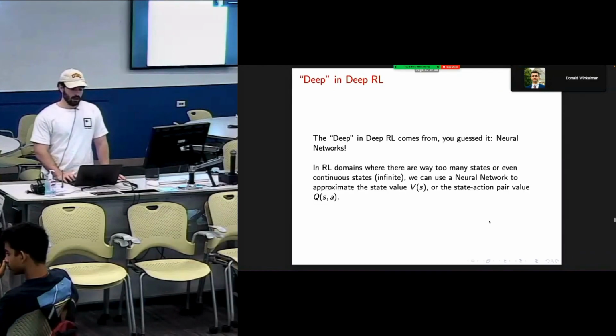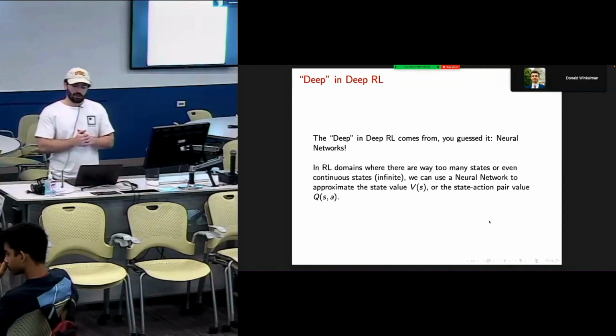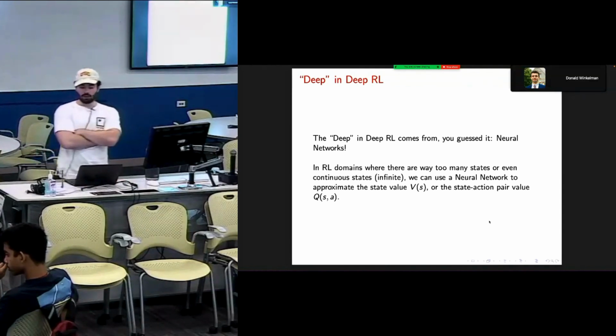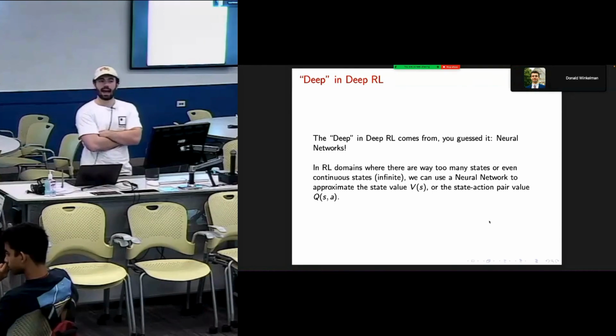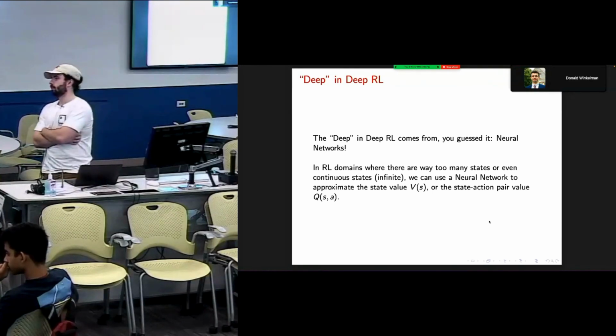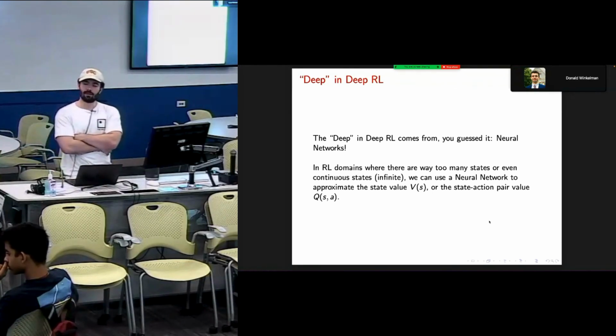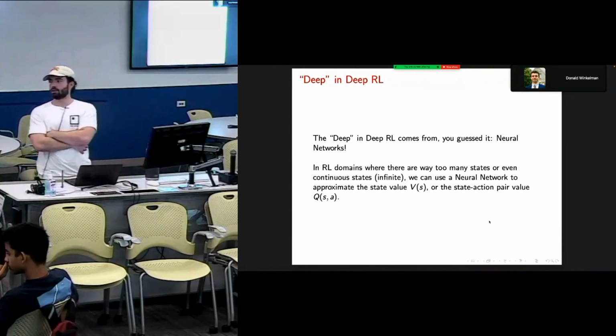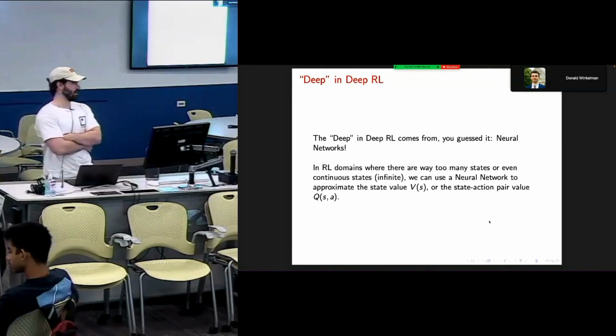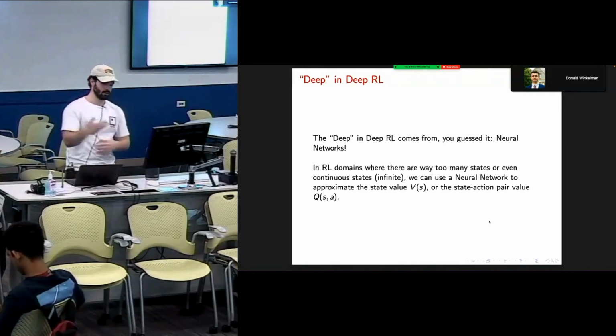Okay, so in RL domains where there's too many states, we can use a neural network that approximates the value function, V of S, and the state-action pair value, Q of S, A. Okay? You might be confused about how you can do that, but it turns out that the Bellman equation that we looked at earlier can actually be directly translated into machine learning speak to be used with these neural networks.